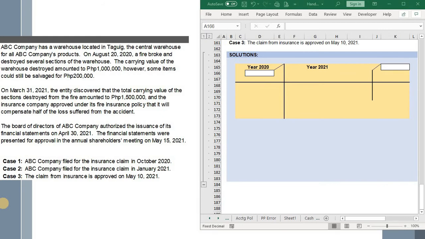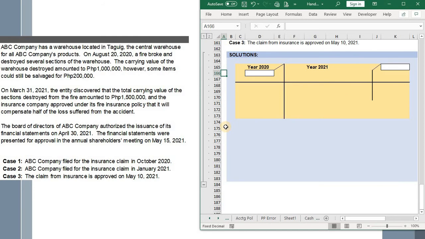On March 31, 2021, the entity discovered that the total carrying value of the sections destroyed from the fire amounted to 1.5 million pesos, and the insurance company approved under its fire insurance policy that it will compensate half of the loss suffered from the accident. The board of directors of ABC Company authorized the issuance of its financial statements on April 30, 2021. The financial statements were presented for approval in the annual shareholders meeting on May 15, 2021.